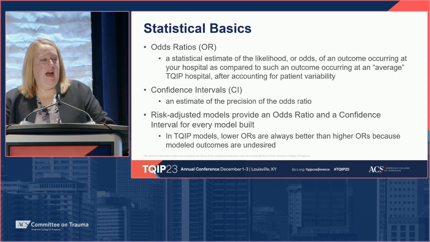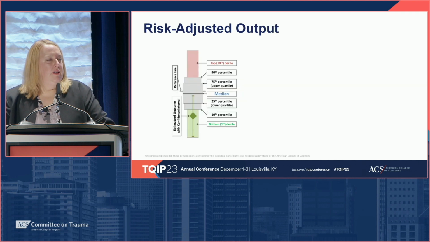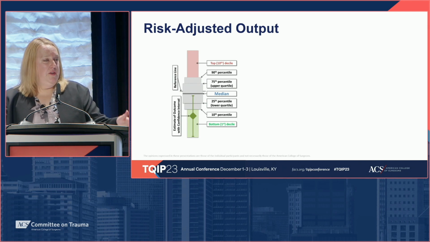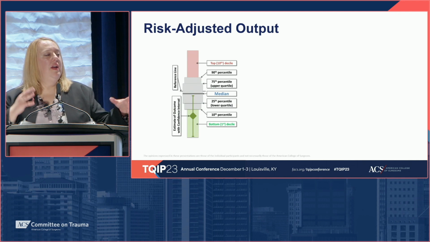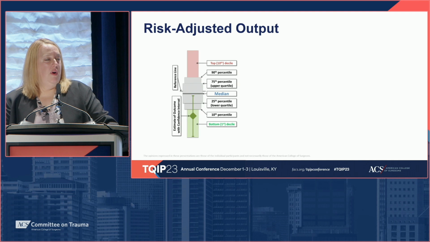Risk-adjusted models provide odds ratios and a confidence interval for every model built. And in TQIP models, lower ORs are always better than higher ORs because modeled outcomes are undesired. So this risk-adjusted model output for any particular cohort is a nice way to view all of the data for your center and the entire TQIP sample at once.